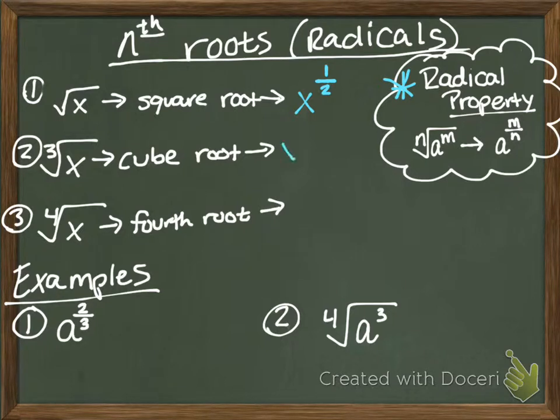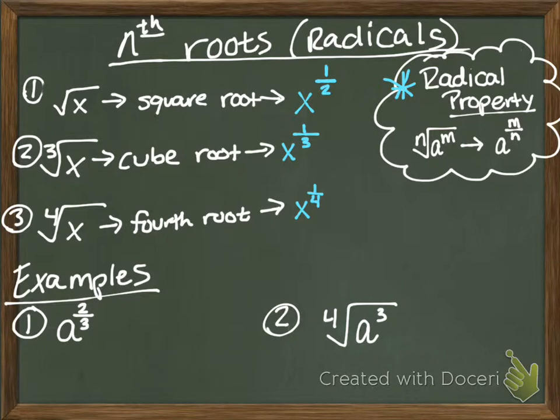So the cubed root means there's a 3 outside of my radical. We're still just raising it to 1, so that's going to be my numerator. The number outside the radical is a 3. So the cubed root is going to be the same thing as writing x to the 1/3. The square root is the same thing as writing x to the 1/2. The fourth root means we have a 4 outside the radical. So the fourth root is the same thing as writing x to the 1/4.